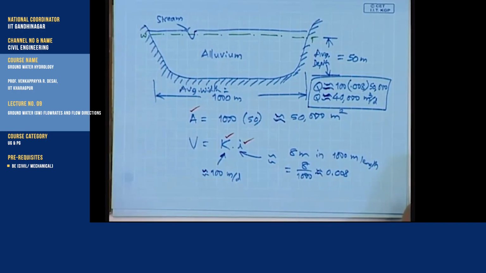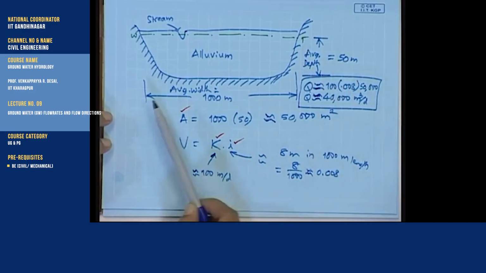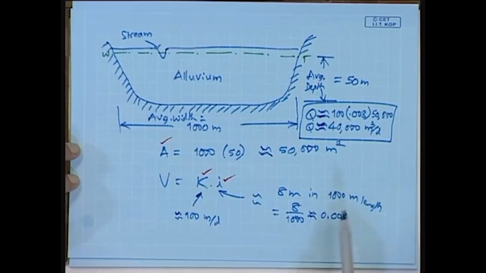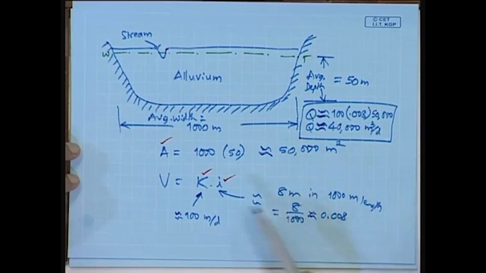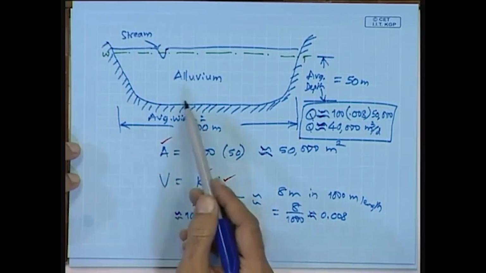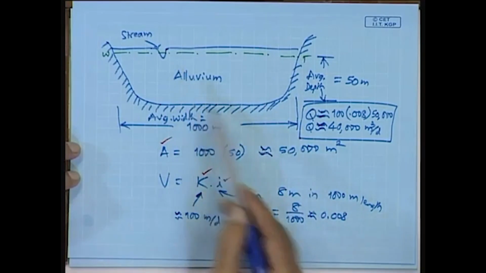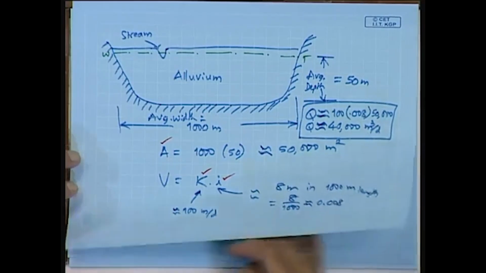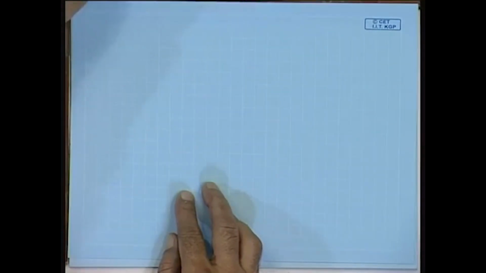So, this alluvium with these dimensions, average depth of 50 meters and average width of 1000 meters, which is essentially the aquifer below the stream, will yield a groundwater of approximately 40,000 meter cube per day, when the estimated hydraulic conductivity is 100 meter per day through the material constituting this aquifer or alluvium, as well as the hydraulic gradient, which is estimated as 8 meter in 1000 meters length along the flow. So, this is just to give one idea of estimating the groundwater flow rates.